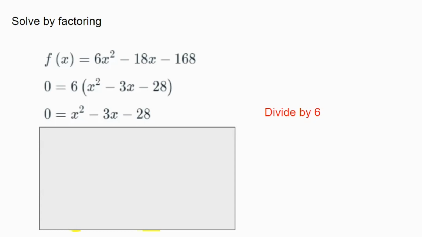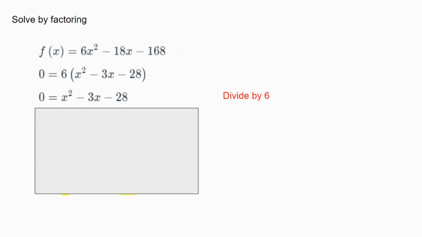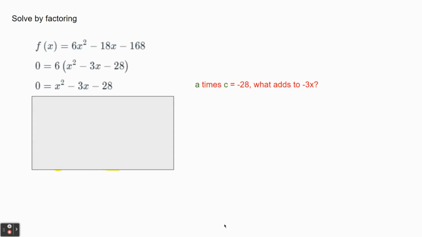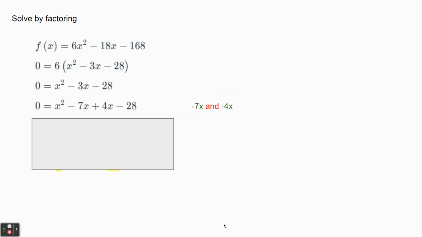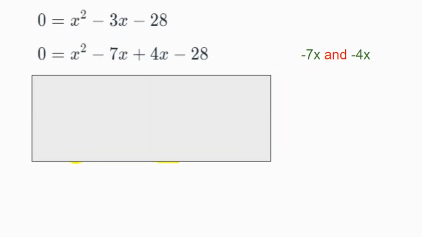Now we've got to ask ourselves, what's a times c? What is the value of a? Well, it's 1, right? And what is the value of c? It's negative 28. When we multiply them together, we get negative 28. So we've got to ask ourselves, what 2 numbers multiply to negative 28 but add up to negative 3x? What multiplies to negative 28 and adds to negative 3x? For 28, I think of 7 and 4. And if we do maybe negative 7 and positive 4, wouldn't that get us the negative 3? So we have negative 7x and positive 4x. That will be our middle term.